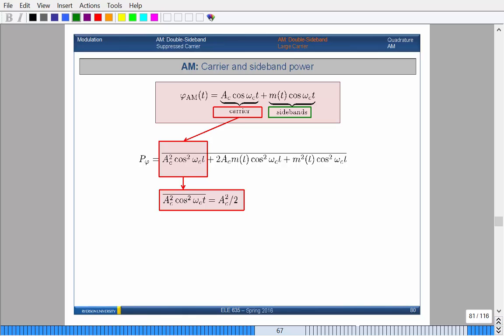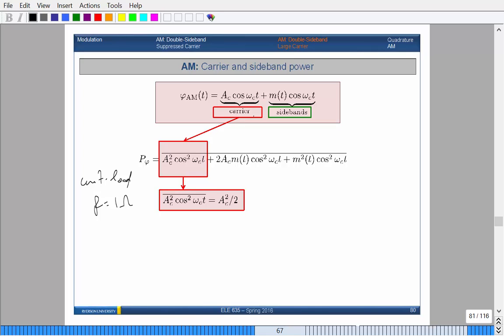Okay, so here we go. This is your amplitude modulated signal. You have a summation of two terms. Then we want to calculate the power, and we're going to do it over a unit load, so R is equal to 1 ohm.